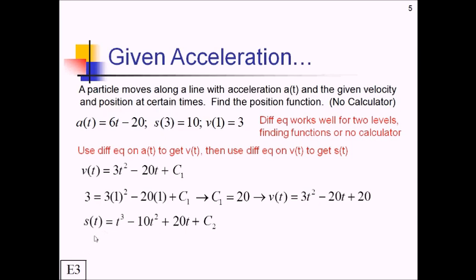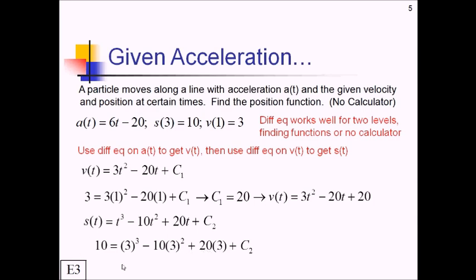So I can write 10 equals 3 cubed minus 10 times 3 squared plus 20 times 3 plus c2. What's all this craziness add up to? Well, let's see here. We've got 27 minus, this is going to be 90. So that's going to be negative 63 plus 60. Actually, it's negative 63 plus 60, so that's negative 3.